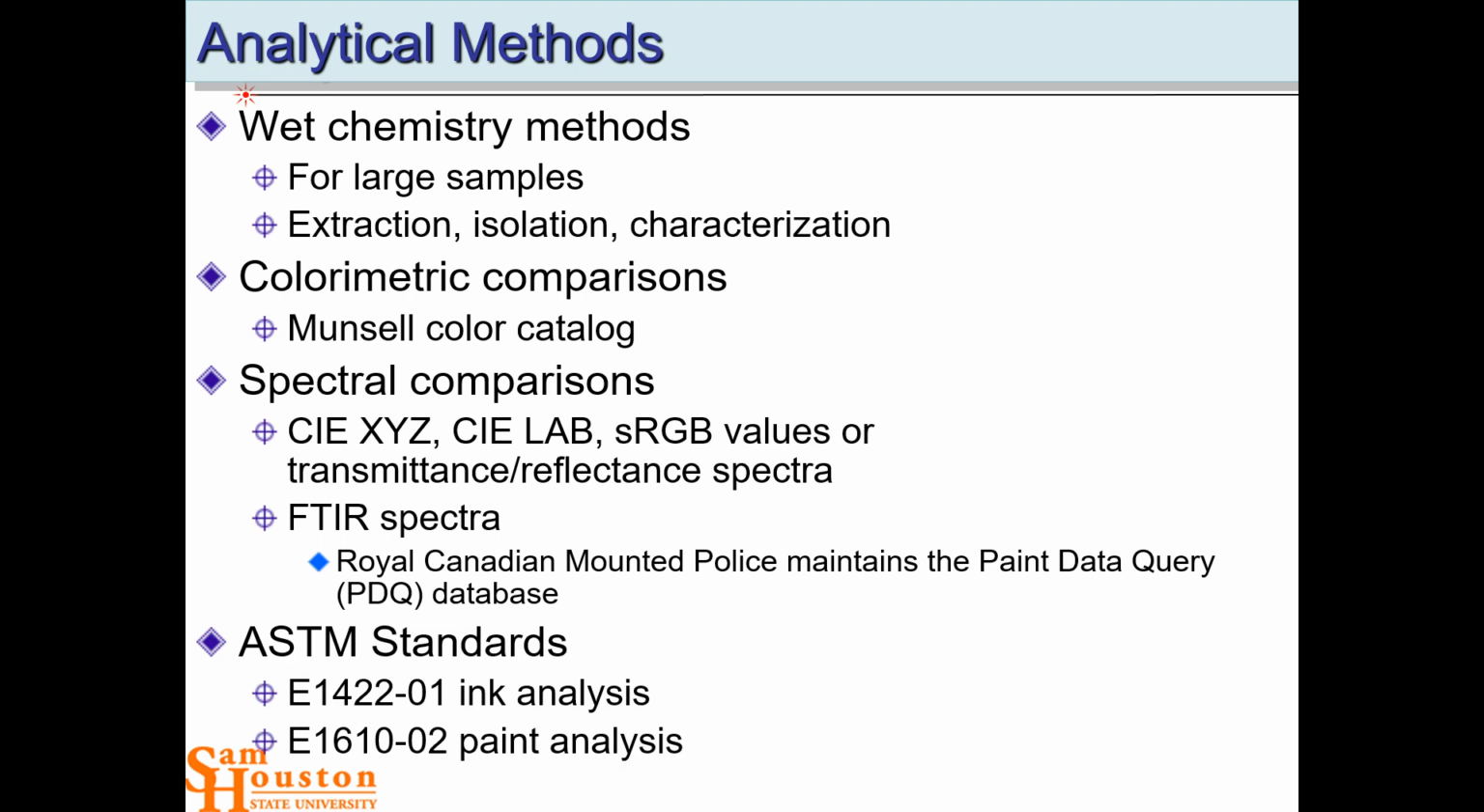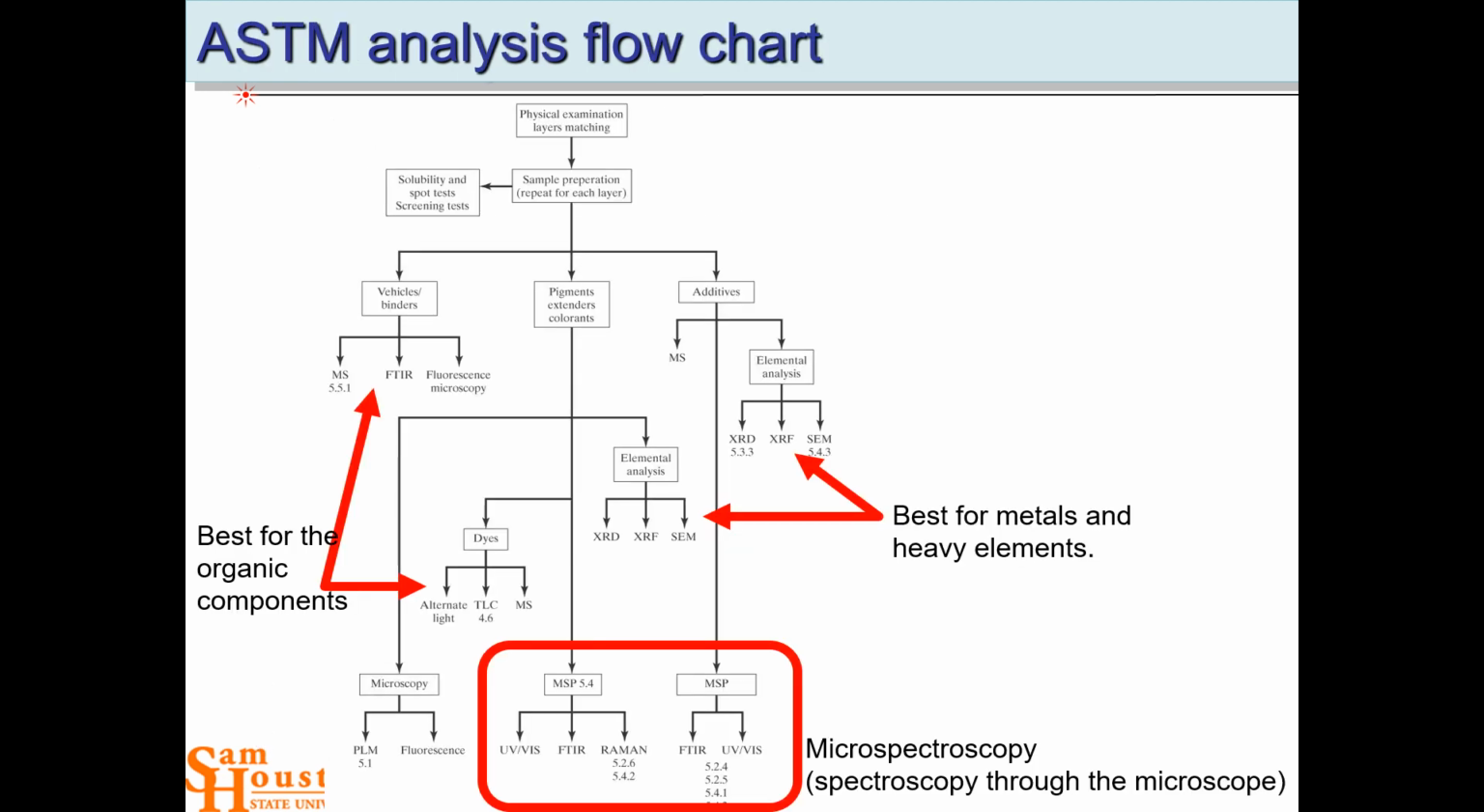And then we have ASTM standard. If you can get a piece of the ink or a chip of the paint, you can analyze those different pigments. And we have this flow chart. So this is an ASTM flow chart. I know it's kind of difficult for you to see, but up at the top we have the physical examination, and then you start breaking the examination into different samples.